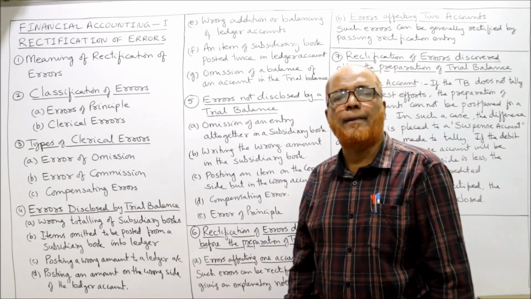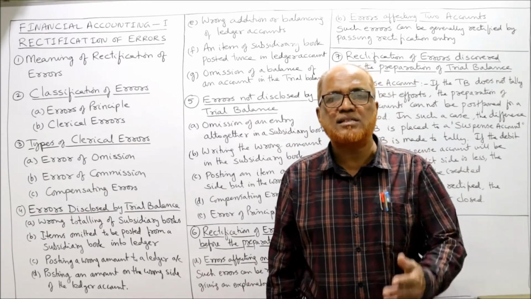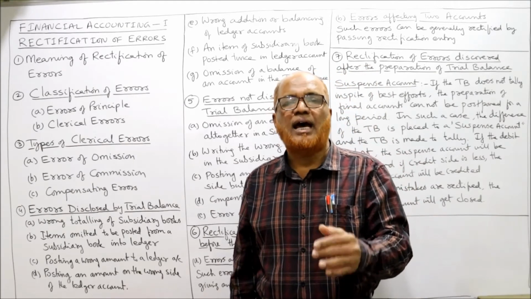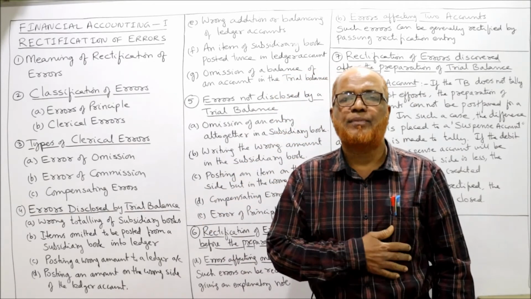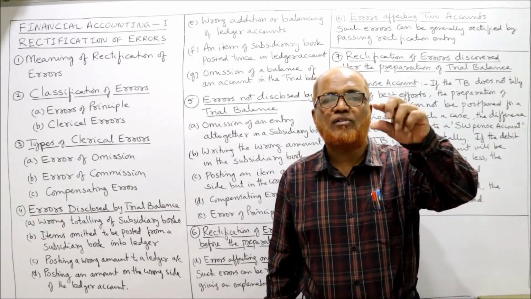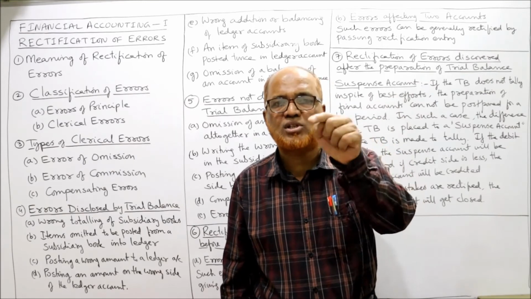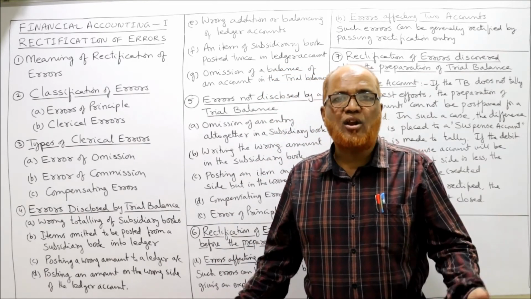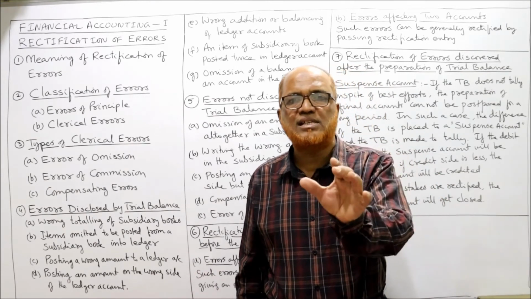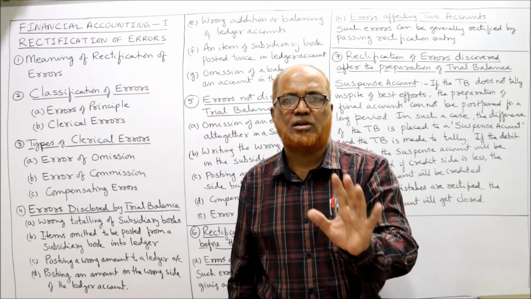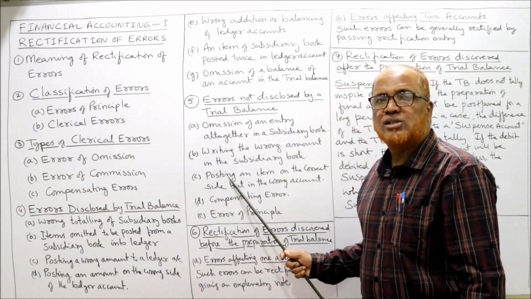Last one, error of principle. If an error of principle is committed, then also your trial balance will agree. Example, when we purchase machinery, the entry will be machinery account debit to bank. This is the correct entry when we purchase the machinery. But by mistake, instead of debiting machinery account, purchases account was debited. Purchases account debit to bank. This was the wrong entry passed. It is an error of principle. But due to the error of principle, your trial balance again will tally, because it will see only whether debit and credit amounts are same or not. It is same. But there is an error of principle. So these are the errors which are not disclosed by the trial balance.